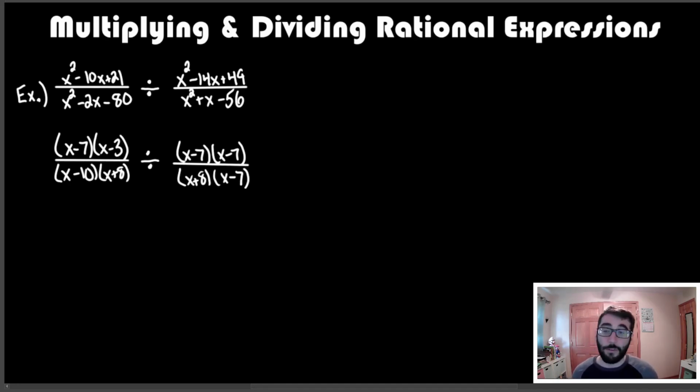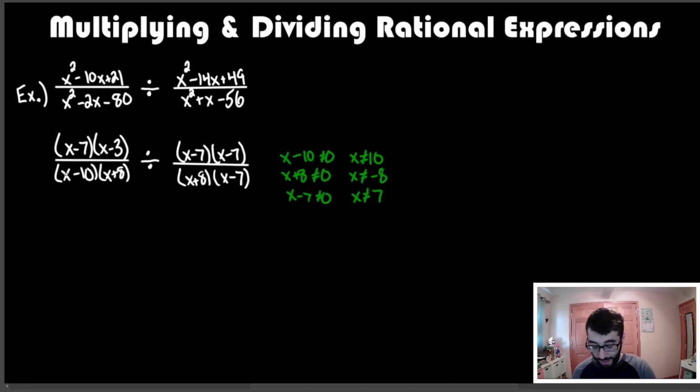Now, just like before, once you factor everything, don't start canceling out yet. Talk about your domain restrictions. I can't let x minus 10 be equal to 0. I also can't let x plus 8 be equal to 0 or x minus 7. Because if any of those becomes 0, then our denominator is 0, which means we're dividing by 0, which we just simply cannot do. That's where all of the domain restrictions come from. So I go ahead and state all my domain restrictions. Okay, x can't be 10, 7, or negative 8.